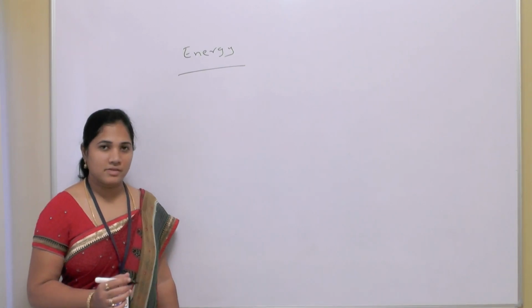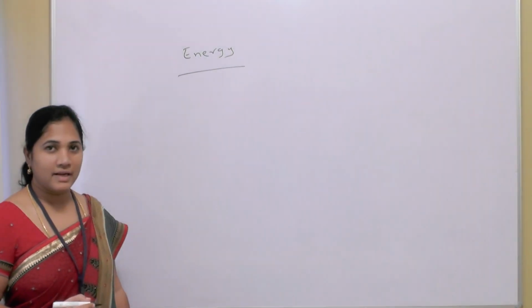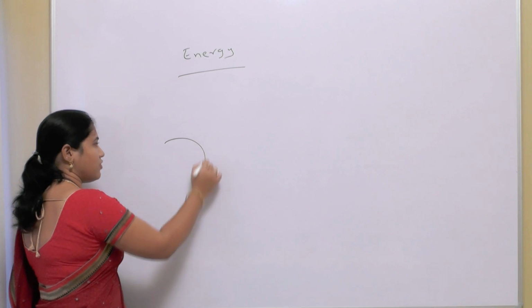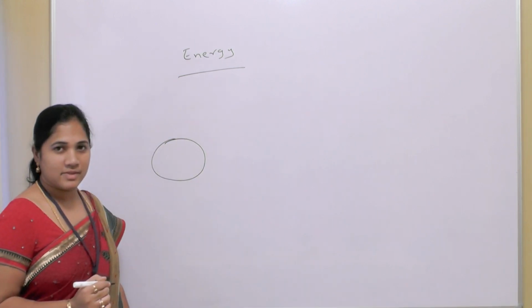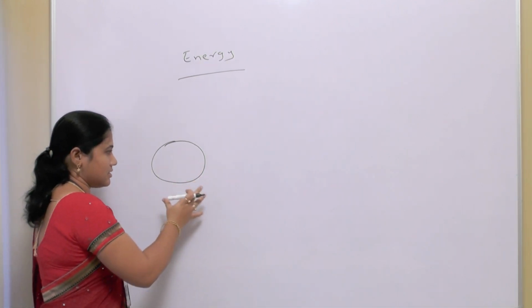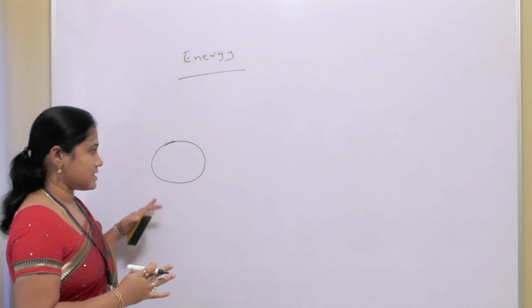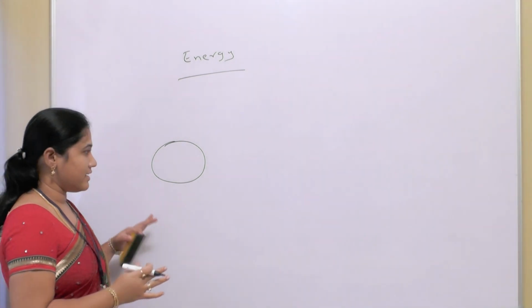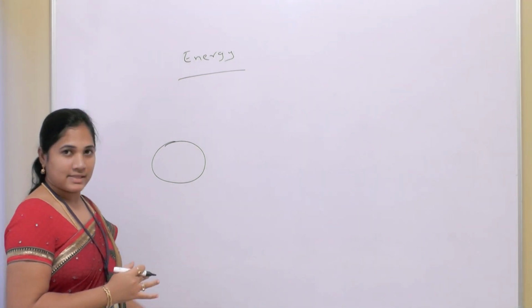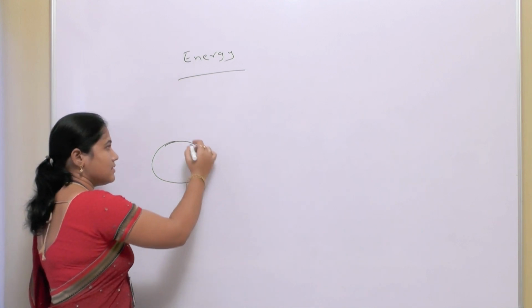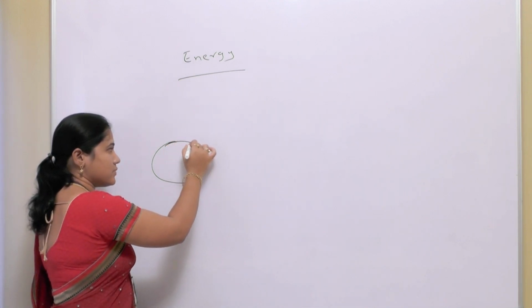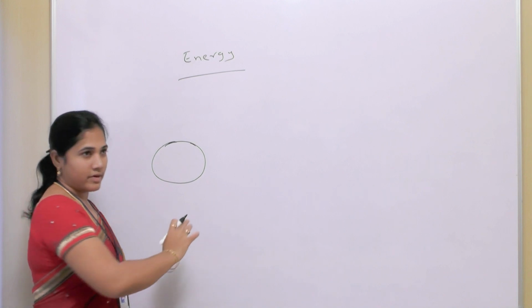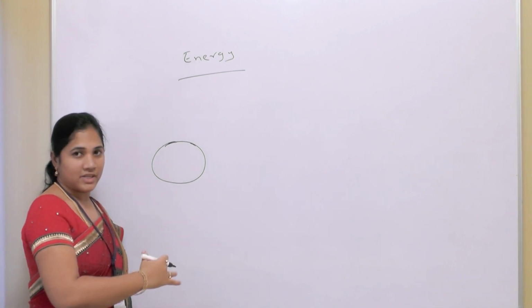So in thermodynamics, we mainly concentrated on system and surroundings. First of all, what is a system? System means, suppose you take a part in which our interest is the process. The area where the process takes place is called a system, and the system is separated from the surroundings by the boundary. This boundary may be a fixed boundary or an imaginary boundary.